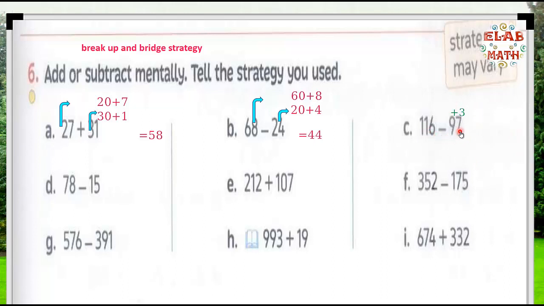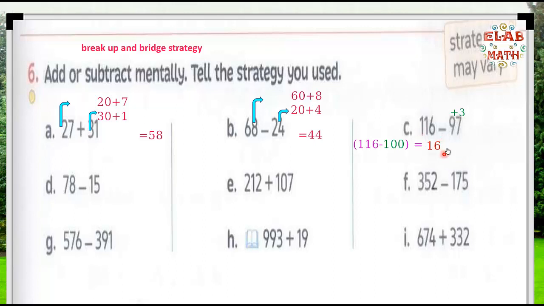116 minus 97. You can subtract 116 minus 100 instead of 97 because we added 3 like this. 116 minus 100. After you get the answer, or after you get the difference, you should add 3 more, as you will see here. Equals what? Equals 16. 6 minus 0, 6. 1 minus 0, 1. And 1 minus 1 equals nothing, or 0.